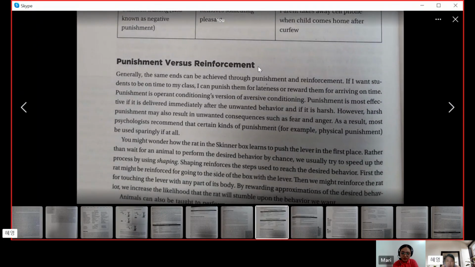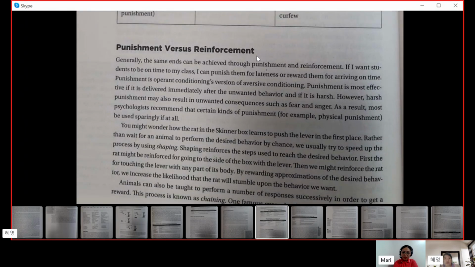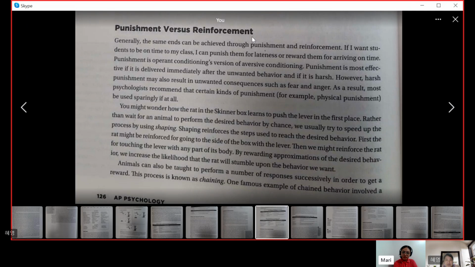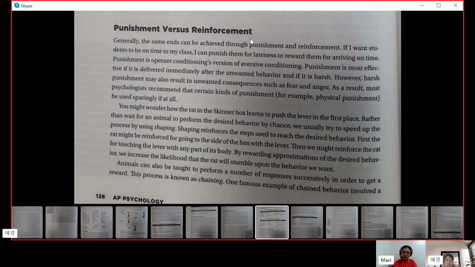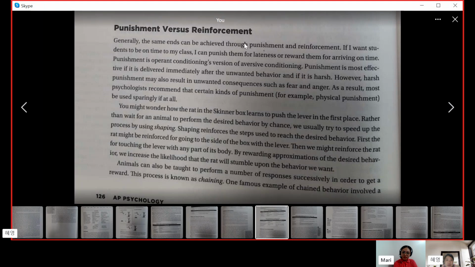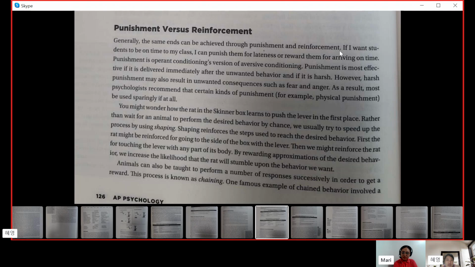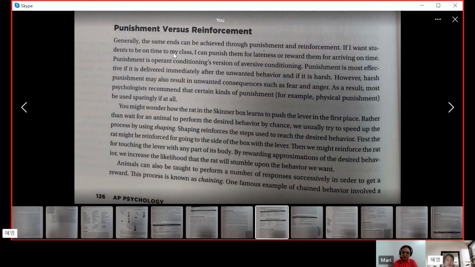Then let's look more at punishment versus reinforcement. Generally, the same ends can be achieved through punishment and reinforcement. If I want students to be on time to my class, I can punish them for lateness or reward them for arriving on time. Punishment is operant conditioning's version of aversive conditioning.